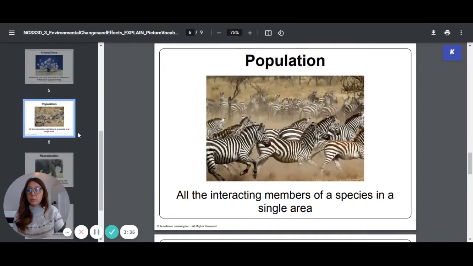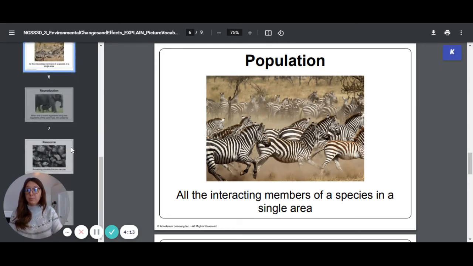Our next word is the word population. You've learned this word before in social studies. Say the word population. Good. Population in science means basically the same thing. It's all the interacting members of a species in a single area. So in social studies, we talked about population maps, a map of all the people who lived in an area. In science, it's the same thing. It's all the members of a species. That could be a human population, but it also could be a zebra population, all of the members of a species in an area, okay?